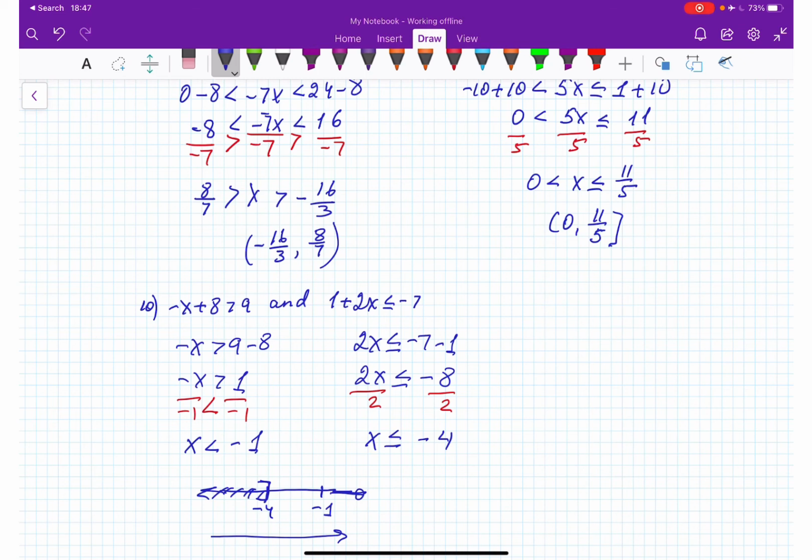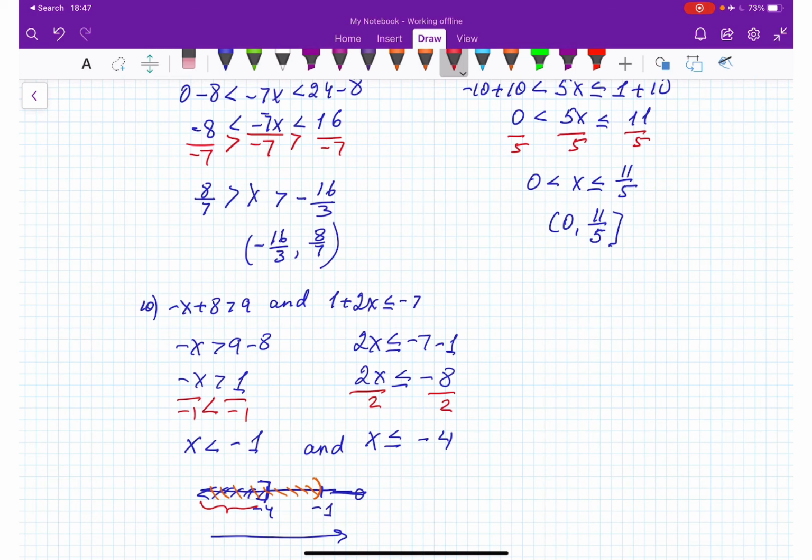And now we have also less than negative 1. We put parentheses because the equal sign is missing. Less than, so it comes this way. Where they overlap, because we have and, we have to satisfy both. So this piece is going to satisfy both, right? This piece, they are overlapping. So less than negative 4.